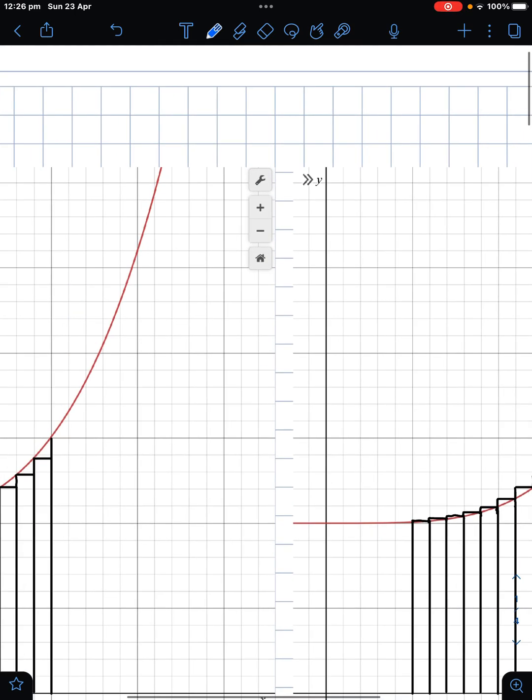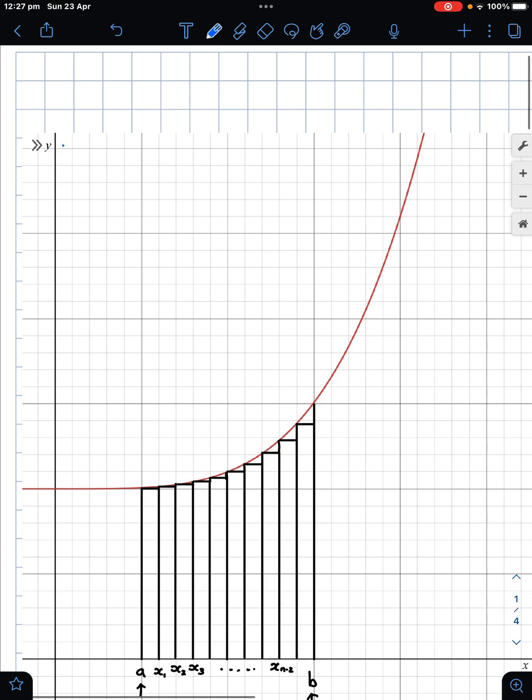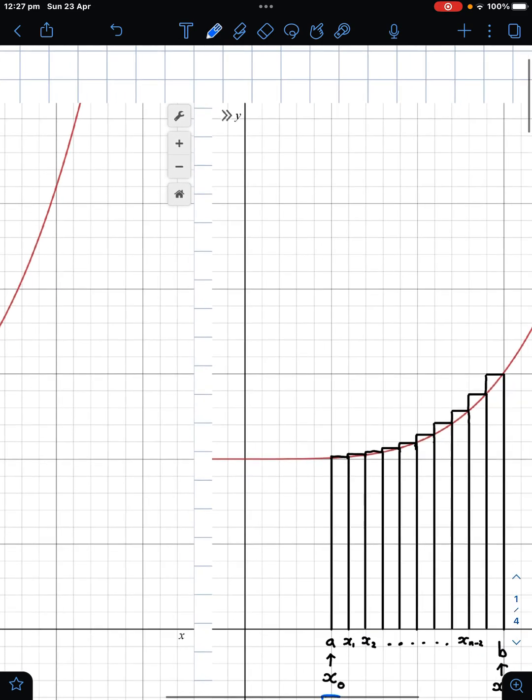we could do two different methods here. We would have this method here with rectangles because the function is increasing. This is an underestimate. And I'm going to call this underestimate the area L, for lower, because most of the rectangles are below the function.